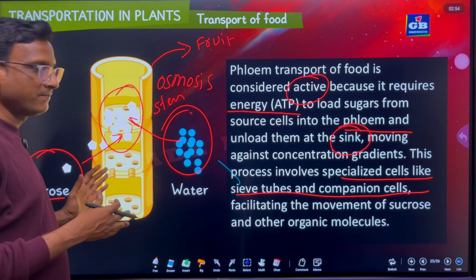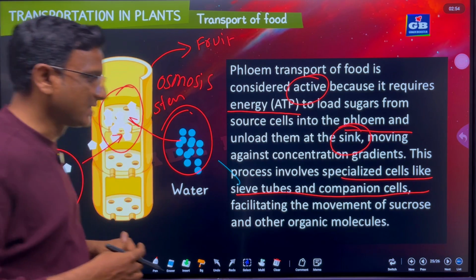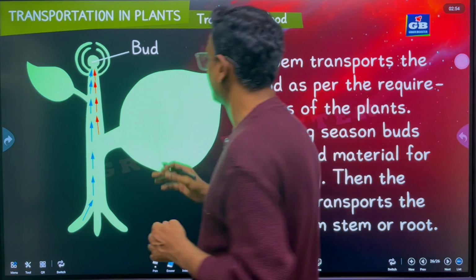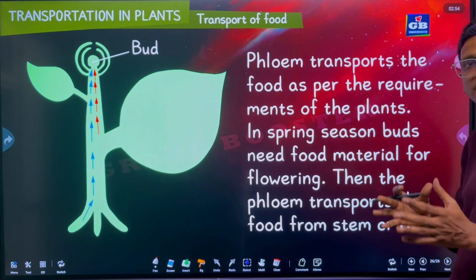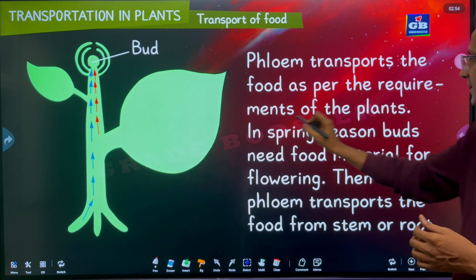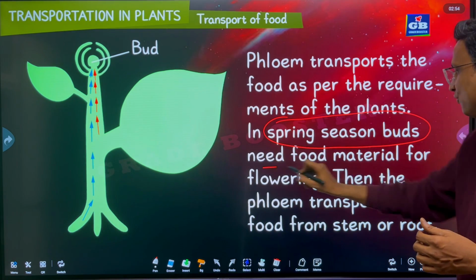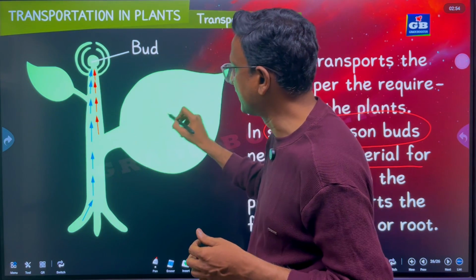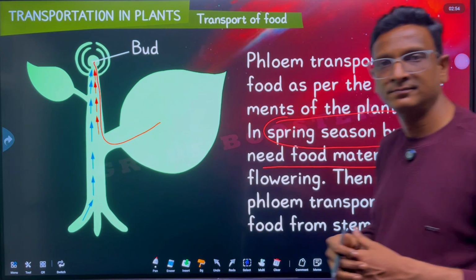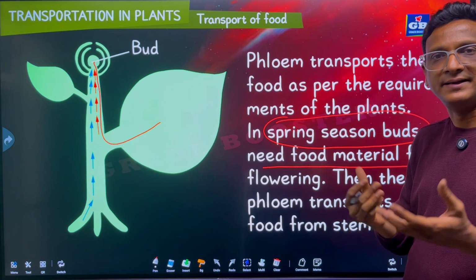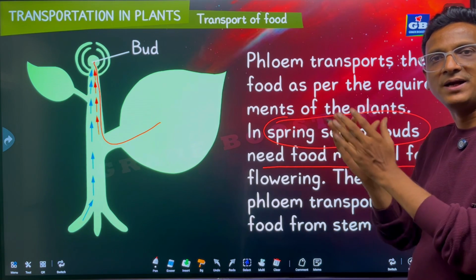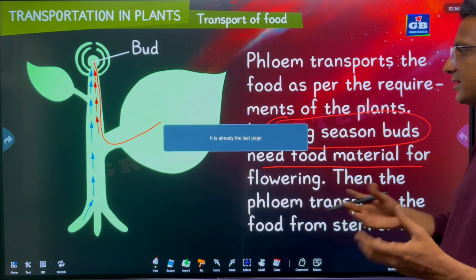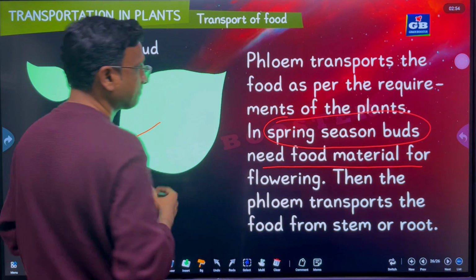So children, phloem transports the food, whereas the xylem transports the water and minerals in plants. See, the transport of the food depends upon the requirement of the plant. For example, in the spring season, the buds need food for flowering. So here is the bud. Now the food has to be transported from leaf to bud. Depending upon the requirement, the food is supplied to the particular part by the phloem tissue. So this is about the transportation of food in plants.